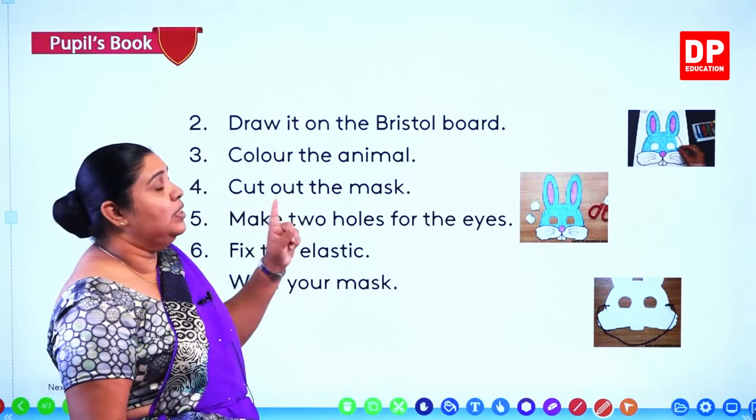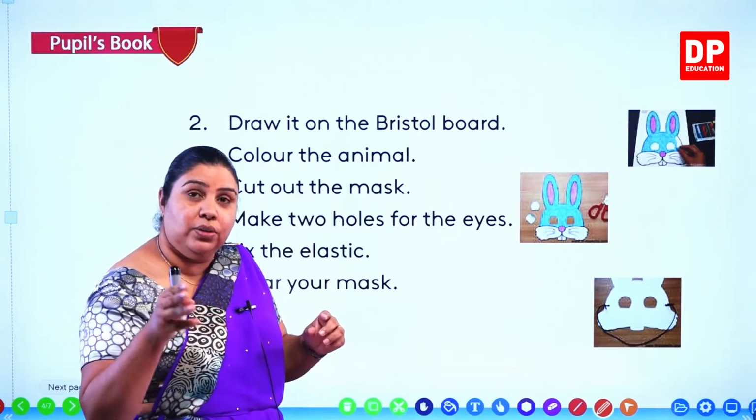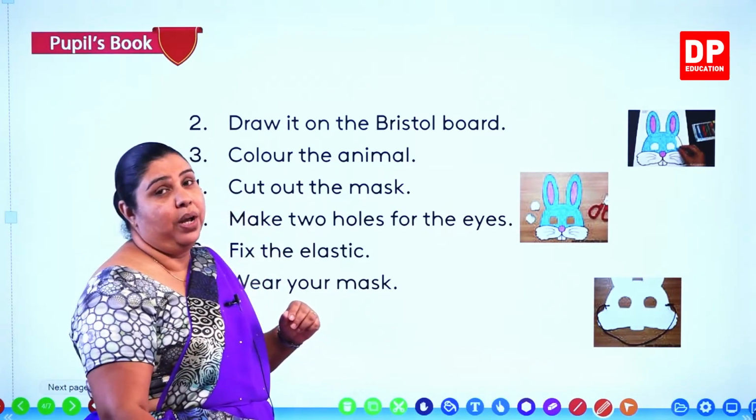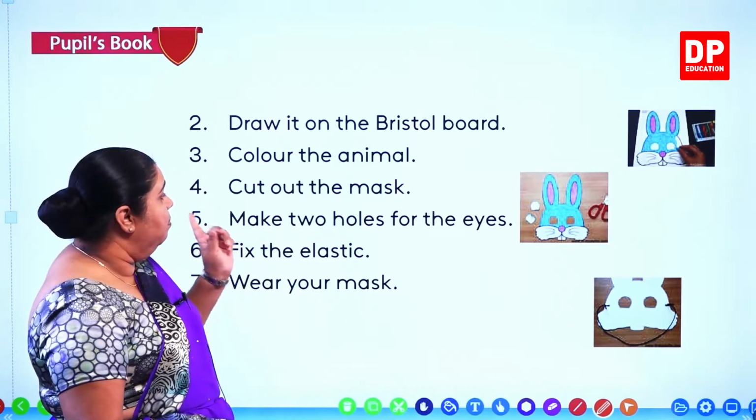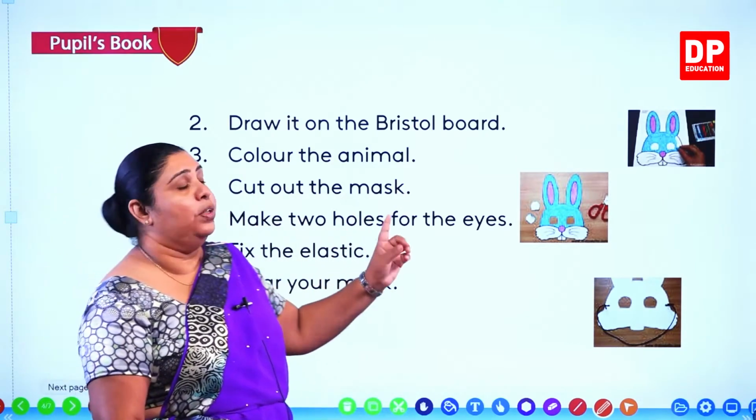You cut out the mask. That means you have to cut out that animal shape that you have drawn on the bristle board. Make 2 holes for the eyes.